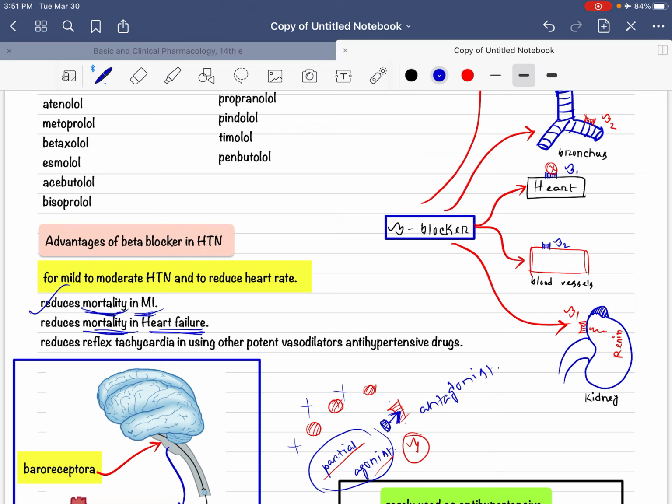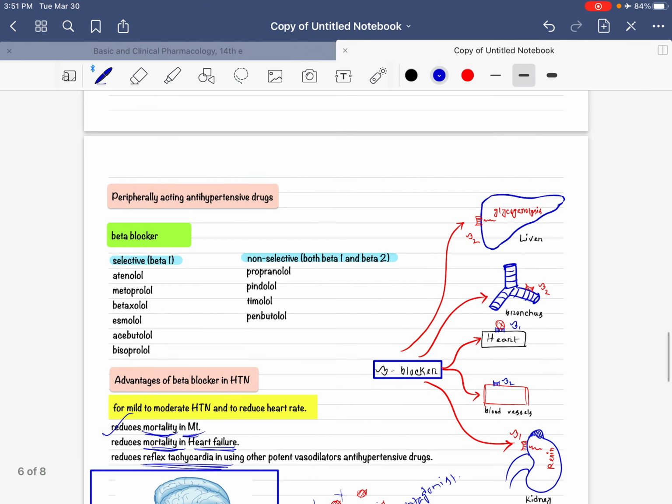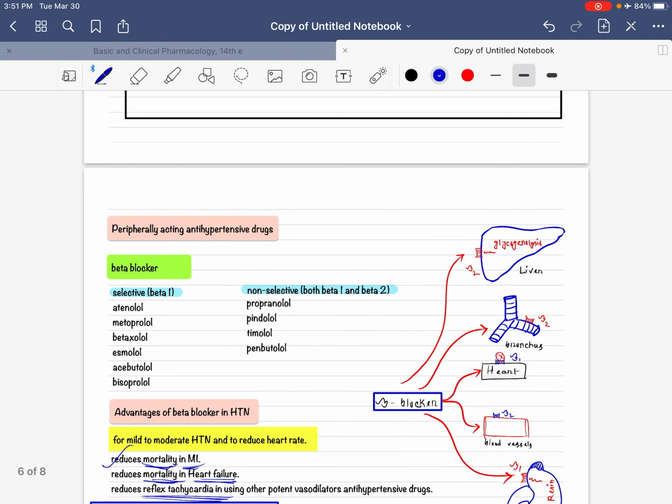Okay, and another advantage is that in case of beta blocker drugs, the patient will not suffer from reflex tachycardia, because to do tachycardia, your beta 1 receptor should be available, and now by giving a beta blocker, we are blocking the beta 1 receptor, so your heart cannot respond to norepinephrine to do tachycardia. Okay, so this is another advantage. So this is all about the beta blocker drugs.